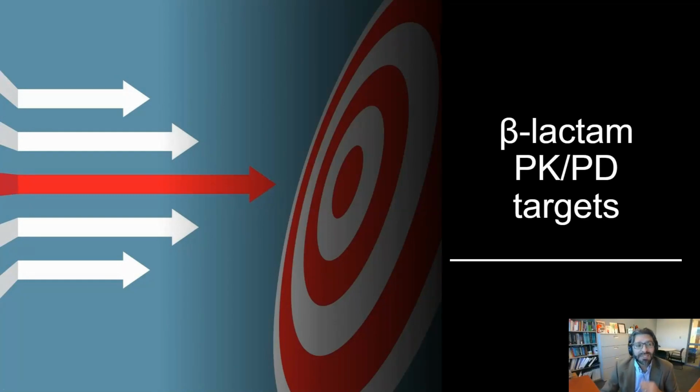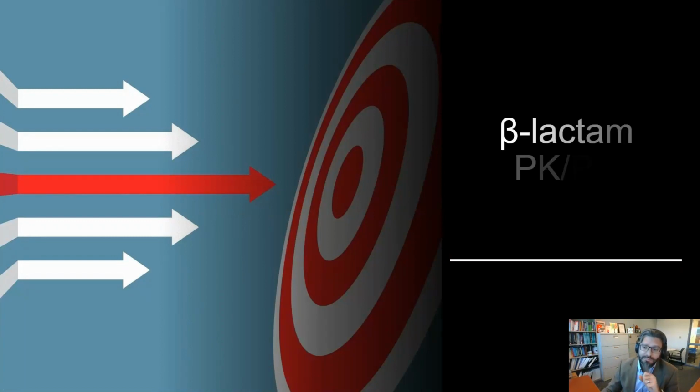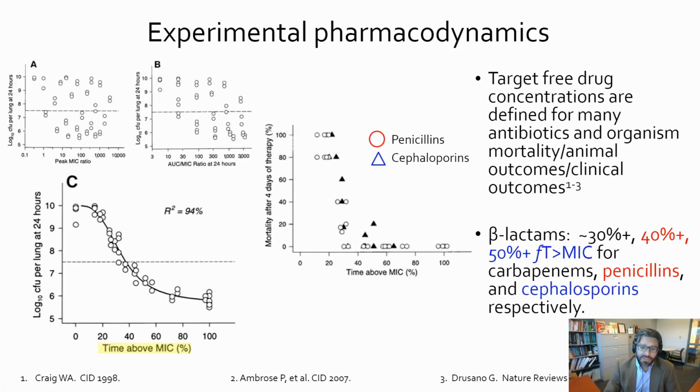Okay, now let's talk specifically about the beta-lactam targets. There's been quite a bit of research. A lot of the original research was done by Dr. Bill Craig. He has many of the seminal publications in this area. And what you can see is that if you look at the various ways that you can classify the antibiotic pharmacokinetic to pharmacodynamic relationship, you'll see that in the top left-hand corner, the peak to MIC ratio for the beta-lactams does not do a very good job of explaining it, nor does the AUC to MIC ratio, but rather the time above the MIC is what explains the outcomes for beta-lactams.